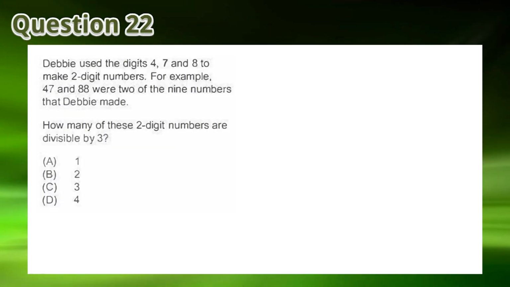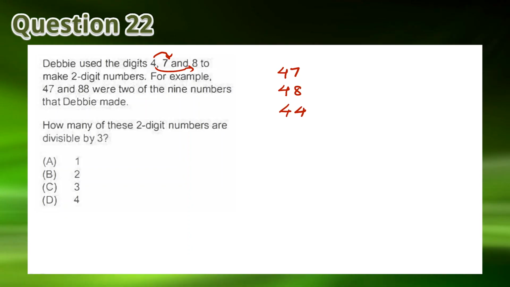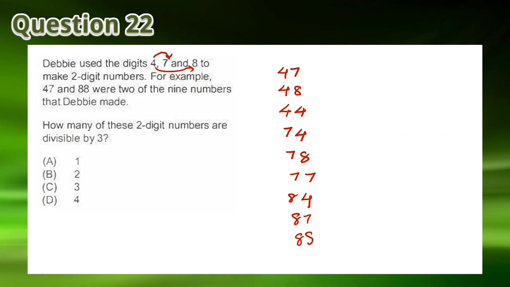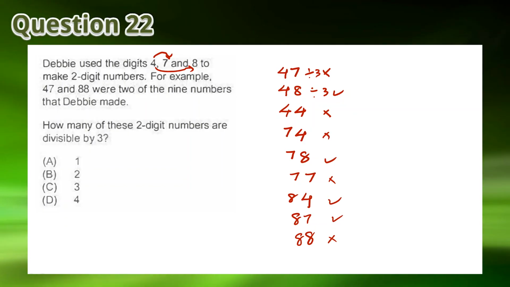We can make a list of 2-digit numbers using the digits 4, 7, and 8. We can then test if these numbers are divisible by 3. We find that 4 out of these numbers are divisible by 3, so the answer is D.